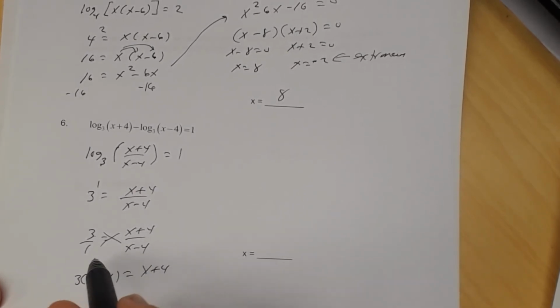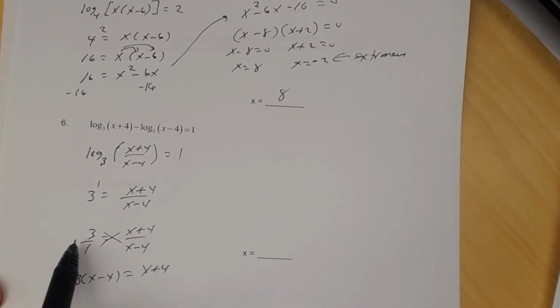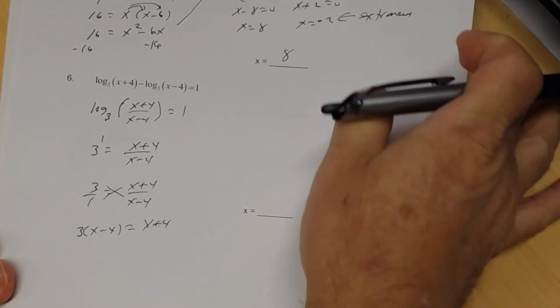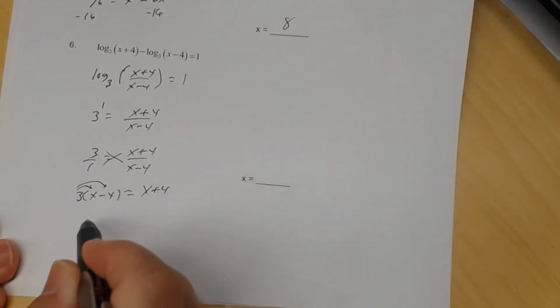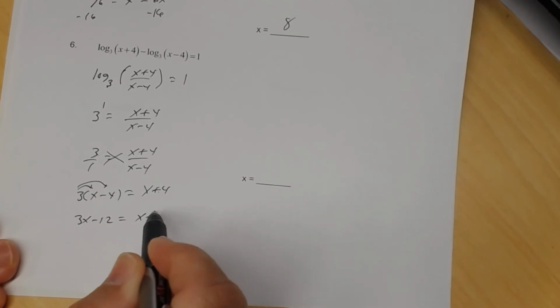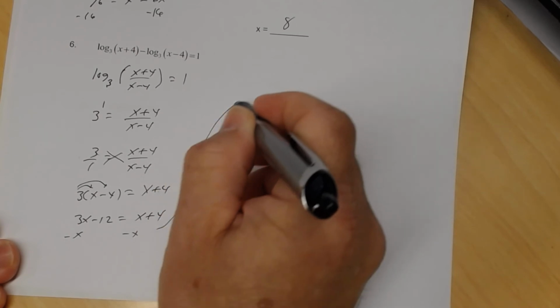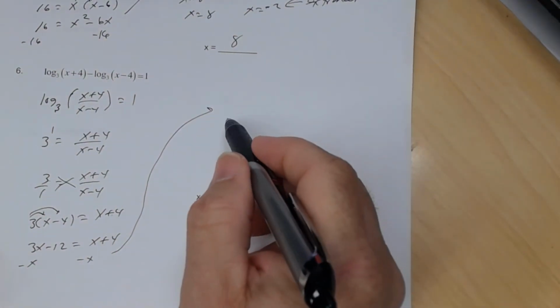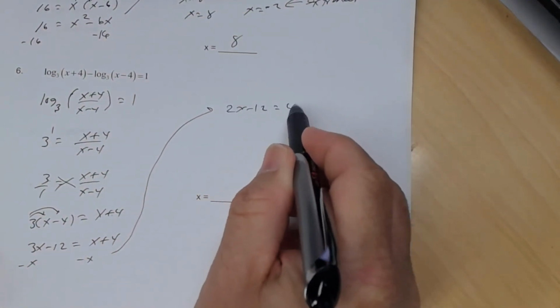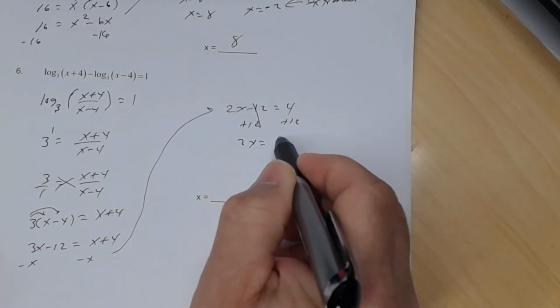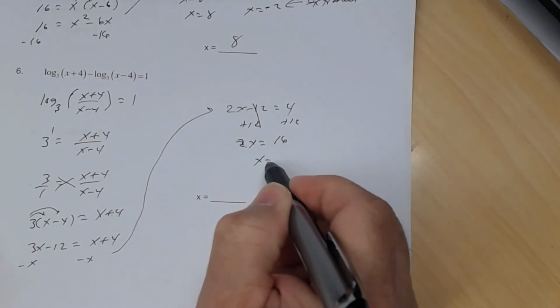Now, if you want to multiply both sides by the LCD, you multiply this by x minus 4, the x minus 4's divide out, and you get 3 times x minus 4, which is this. Now, distributing, I get 3x minus 12 equals x plus 4. Notice this is linear, so subtracting x from both sides, I get 2x minus 12 equals 4. Adding 12 to both sides, I get 2x equals 16, and so x would be 8.